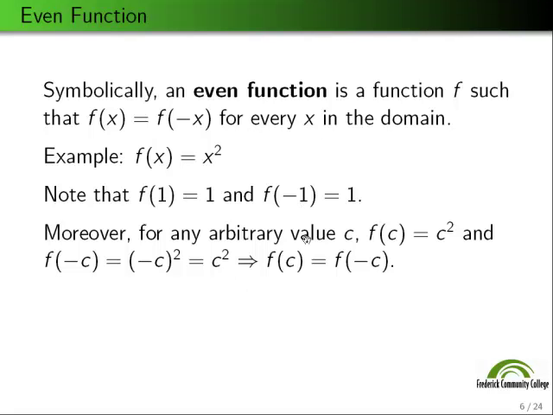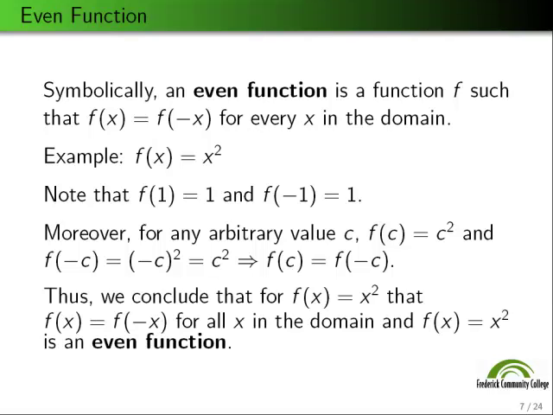And let's say we take any arbitrary value c and plug it into the function f of x equals x squared. So f of c equals c squared. And if we look at the negative value of c, f of negative c, we get negative c squared, which we know that when we square a negative, we get a positive, so we still get c squared. So f of c equals c squared, and f of negative c equals c squared, which implies that we have f of c equals f of negative c. We can conclude that for the function f of x equals x squared, it is indeed an even function.